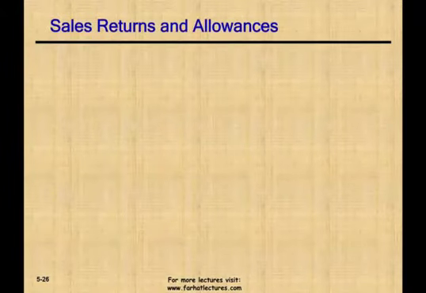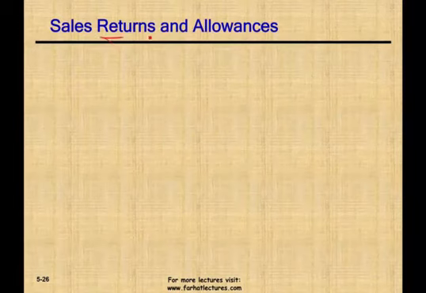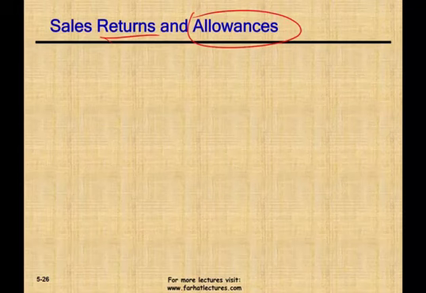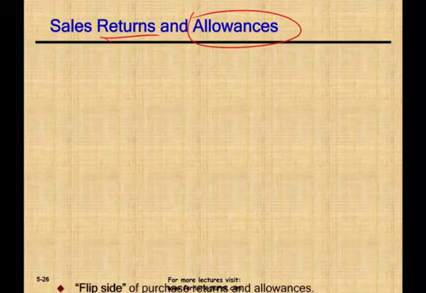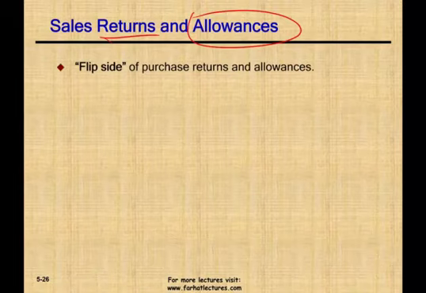So what happens if the buyer did not like the product? They returned it, or if they don't want to return it, they say they were not happy and we gave them an allowance. So basically, the sales return is when they return the item. The allowance is when they keep it, but we give them a reduction in the price. Just like purchase return, a sales return is the flip side of a sale. So it's the flip side of the purchase return and allowance.